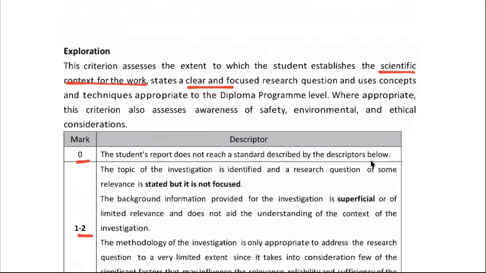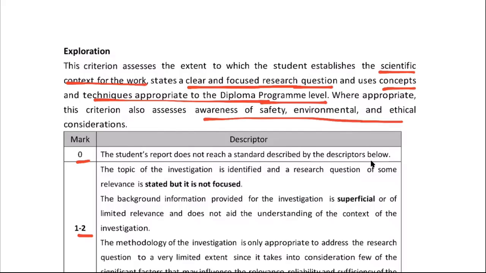You state a clear and focused research question, and you use concepts and techniques appropriate to the diploma program level. So the concepts and techniques for chemistry. Like we've talked about, the different calorimetry ones, the different titrations, the rate of reaction. So all those kind of techniques, lab techniques that would be something related to chemistry for IB diploma. And then it says, where appropriate, it also assesses awareness of safety, environmental, and ethical considerations.